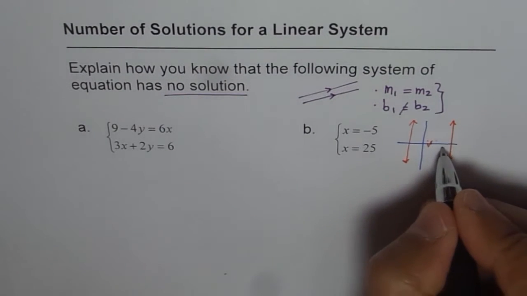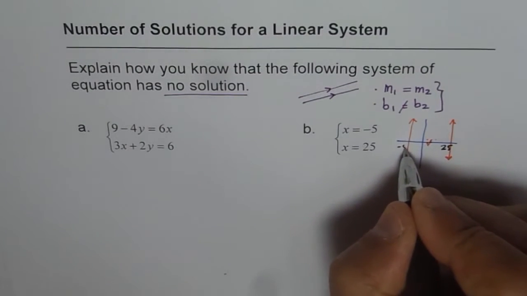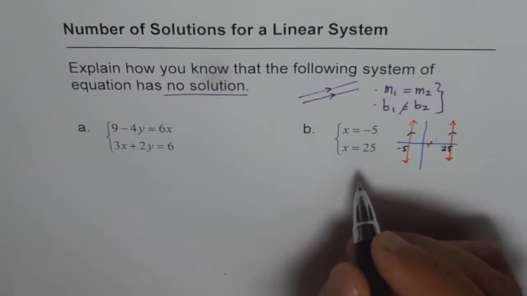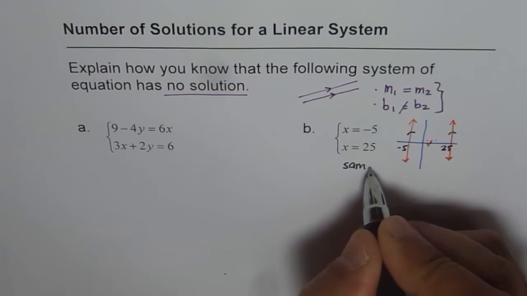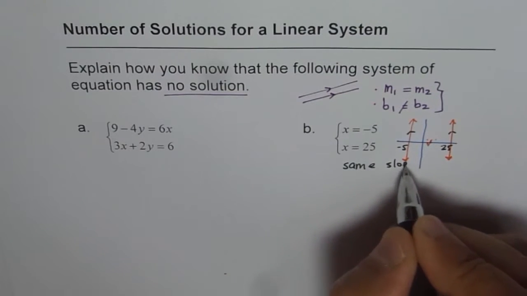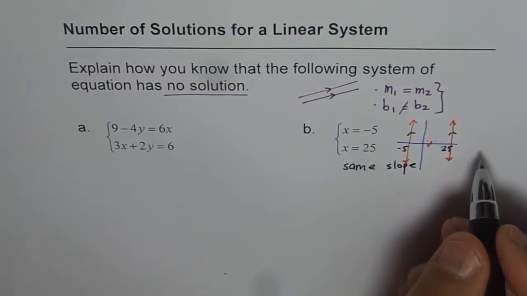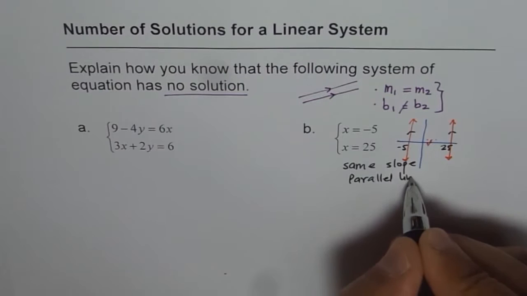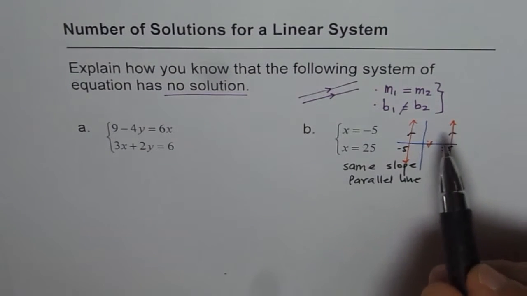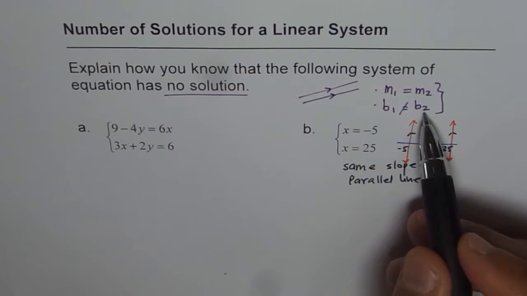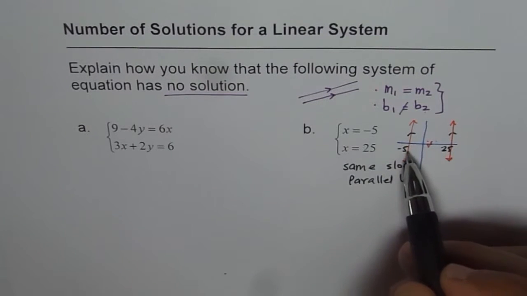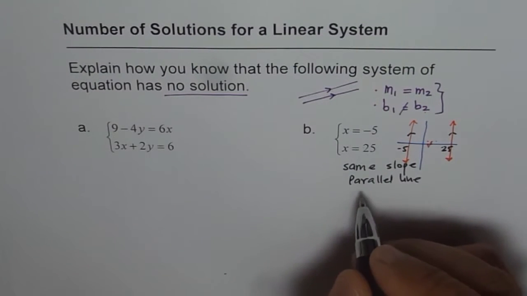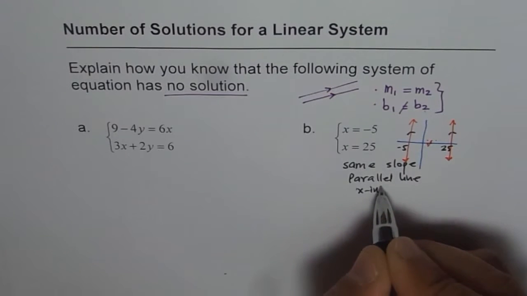So these are vertical lines, right? Let's say this is 25, this is 5. As you can see, both slopes are undefined, so the same slope, and they do not have any y-intercept. They are parallel lines. Now, why I took this example is to show that sometimes we may not have a y-intercept. And if we have different x-intercepts, then also it works. So we can say the x-intercepts are different, right?